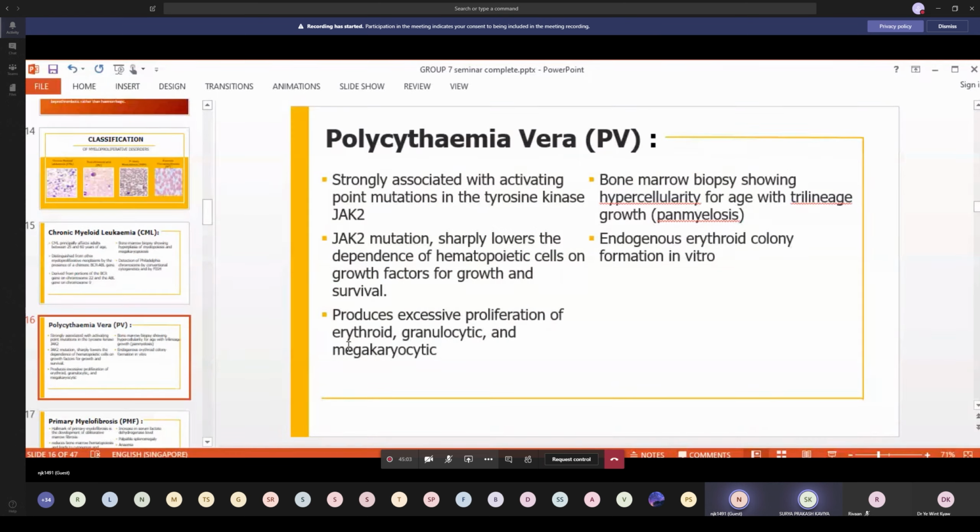These are the ends, from the blast, then reach here. Then bone marrow biopsy showing hypercellularity for age, with endogenous erythroid colony formation in vitro. Now this is for PV. Remember PV? Remember JAK2, and the JAK2 mutation.